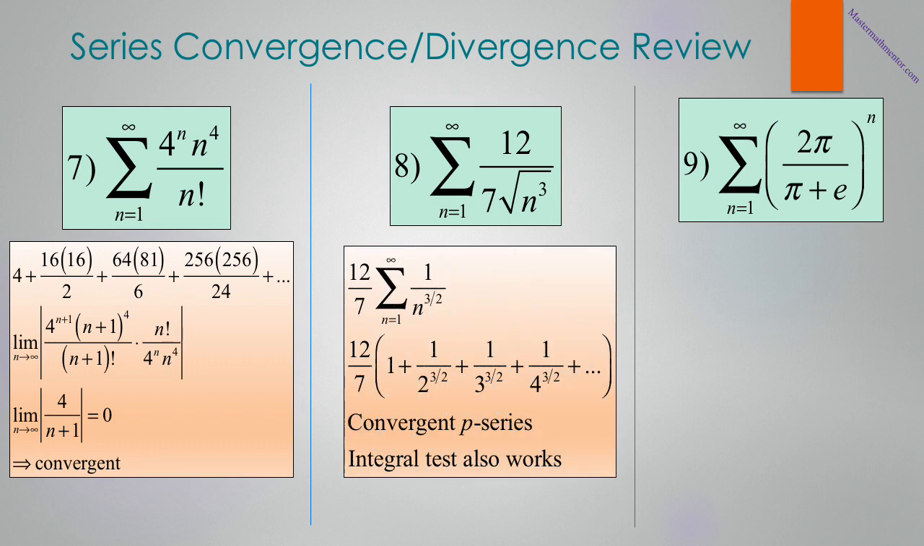In number 8, we have the summation n equals 1 to infinity of 12 over 7 times the square root of n cubed. First, it is best to write this as 12/7 times the summation n equals 1 to infinity of 1 over n to the 3/2 power. Expanding, we see that our series is 12/7 times the quantity 1 plus 1 over 2 to the 3/2 plus 1 over 3 to the 3/2 plus 1 over 4 to the 3/2 plus ... This is a convergent p-series, as the p is greater than 1.